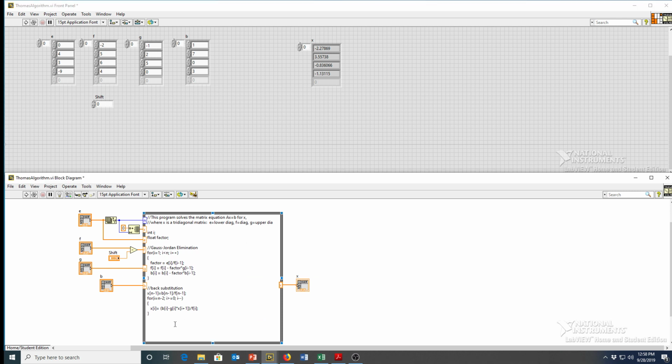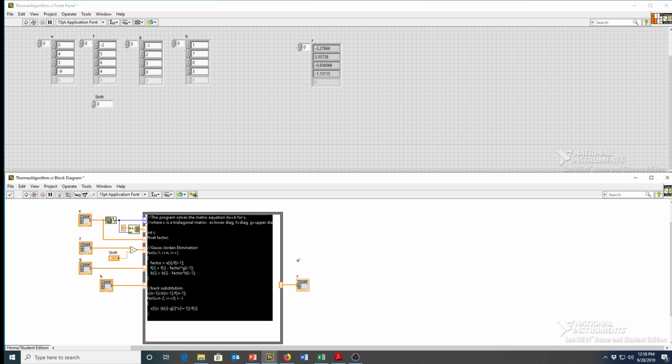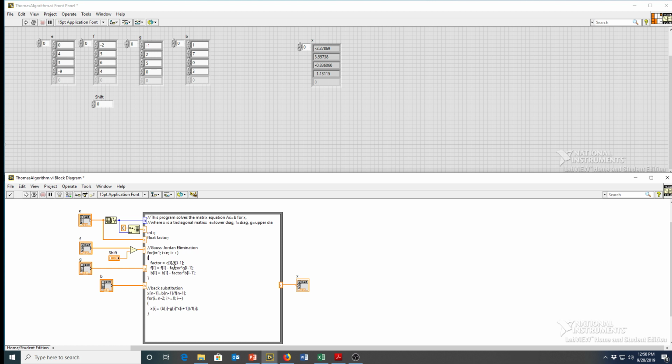So if you want to understand how this algorithm works, I would recommend plugging in some numbers for very small arrays and working through them one by one. But this is how you can solve a set of linear equations when you have a tridiagonal matrix.